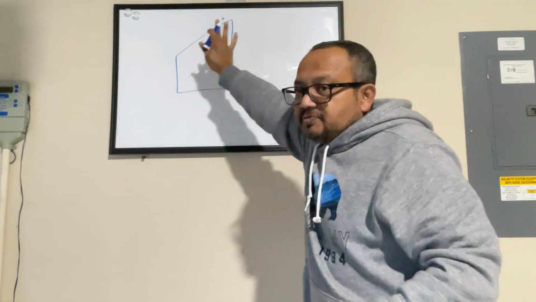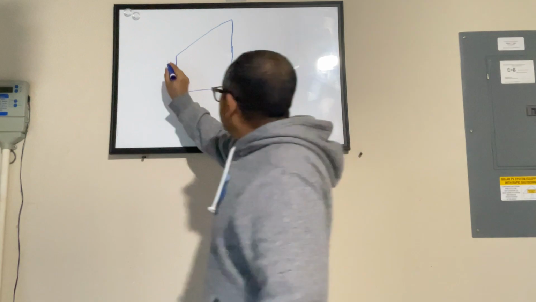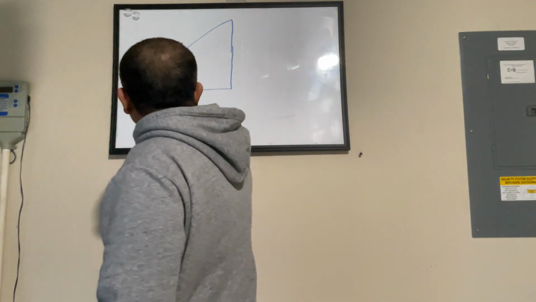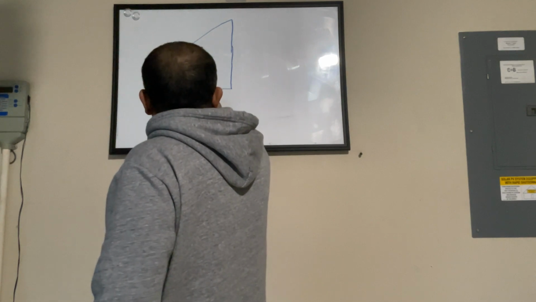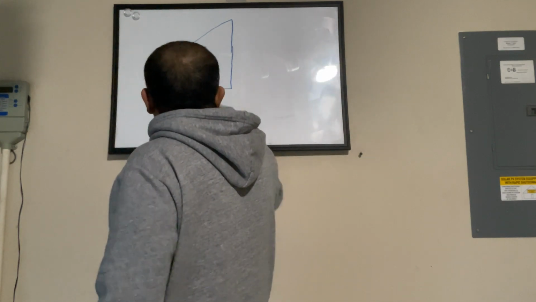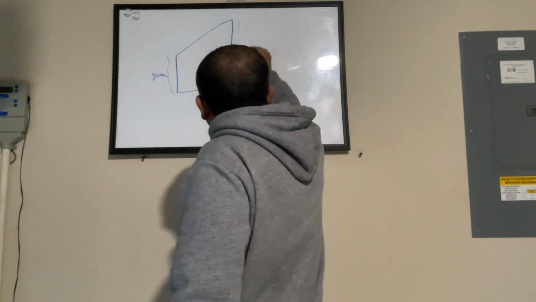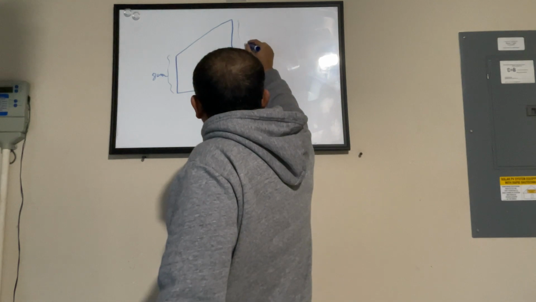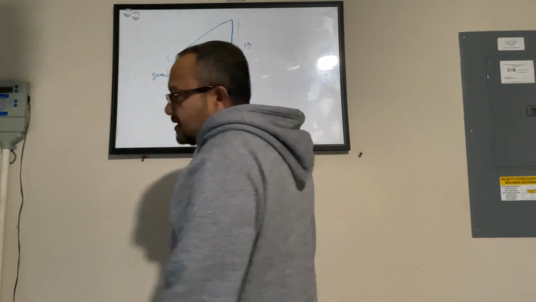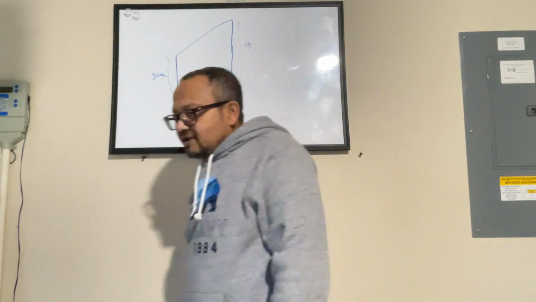So this is a shape where this length is 8 centimeters, this length is 12 centimeters, and here to here is, let's say, 15 centimeters. Now, tell me the area of this shape.